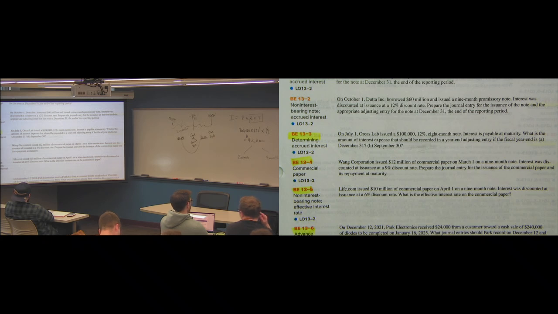How do I know that? If you read Brief Exercise 4, it says, Wang Corporation issued $12 million commercial paper. That's a loan. It just means a loan between entities. It says it was discounted at 9%. So if something is discounted, that simply means that the interest is deducted at the beginning of the note. And that's exactly what we did with Brief Exercise 13.2. So the process there is exactly the same. Okay, any questions with the accrued interest? All right.